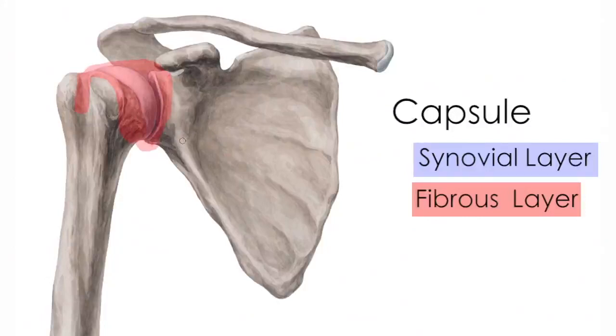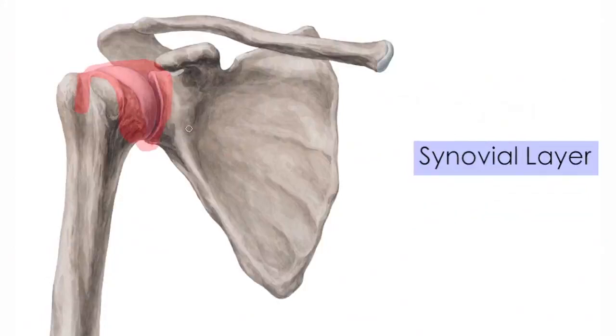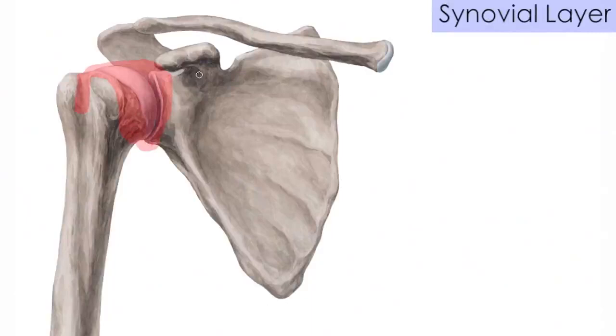Now, knowing that, let's talk about the synovial layer of the capsule of the shoulder joint. This layer is actually attached to that extension that we talked about, this fibrocartilaginous extension known as the glenoid labrum.